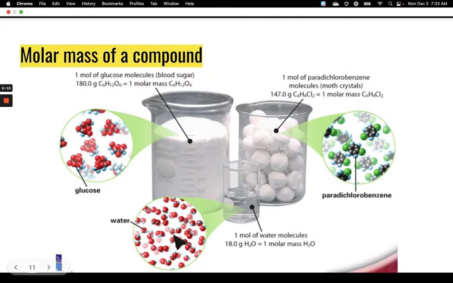Same thing with water. Molar mass of water. 1 mole of water molecules. What is that? Well, I say 18 grams. Why? Because 2 hydrogens, if you look on the periodic table, each one is 1. So that's 2 times 1. And oxygen is about 16. So 2 plus 16 is 18. So if you have 18 grams of water, you have 6.02 times 10 to the 23rd molecules of water.